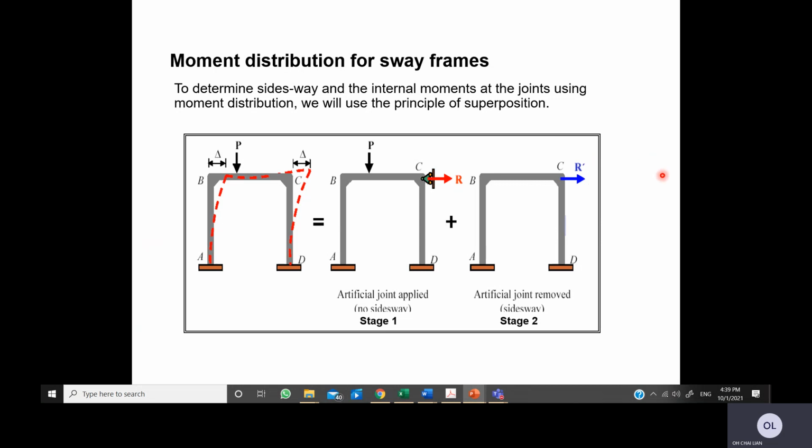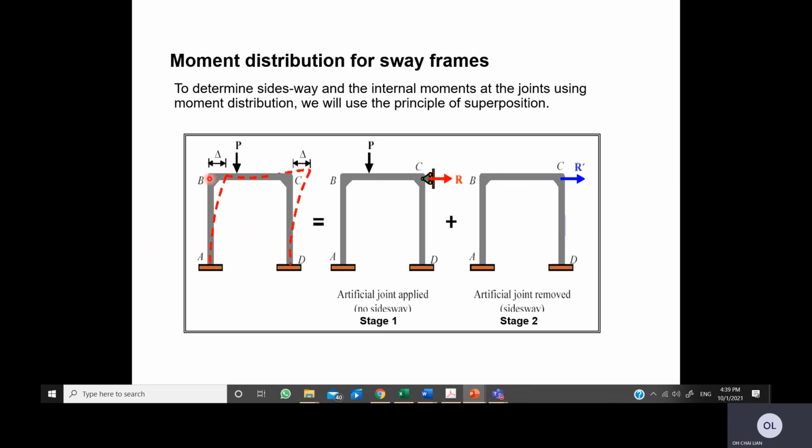Hello class, today we are going to have a look at the moment distribution method for a sway frame. Here, to determine the side sway and the internal moments at the joints using moment distribution, we will use the principle of superposition. So this is the real case.